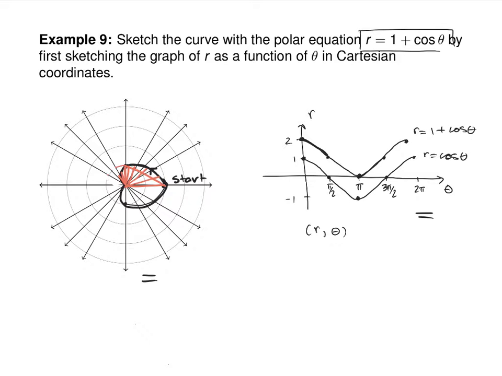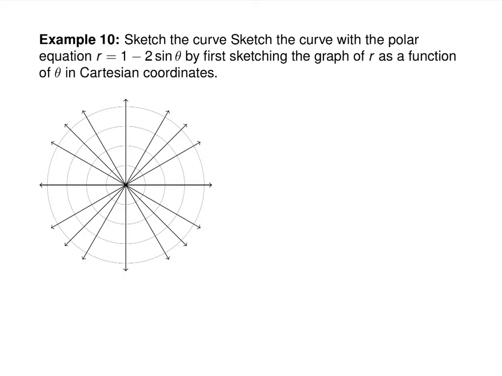Okay, let's try another one. All right, 1 minus 2 sine theta. This one's a little bit more tricky, but it's also a cardioid. And because I'm slow, I'm just going to start by graphing -2 sine theta and then doing the upshift by 1. Is that okay? Does the period of sine change at all? No, it's still one cycle between 0 and 2 pi.